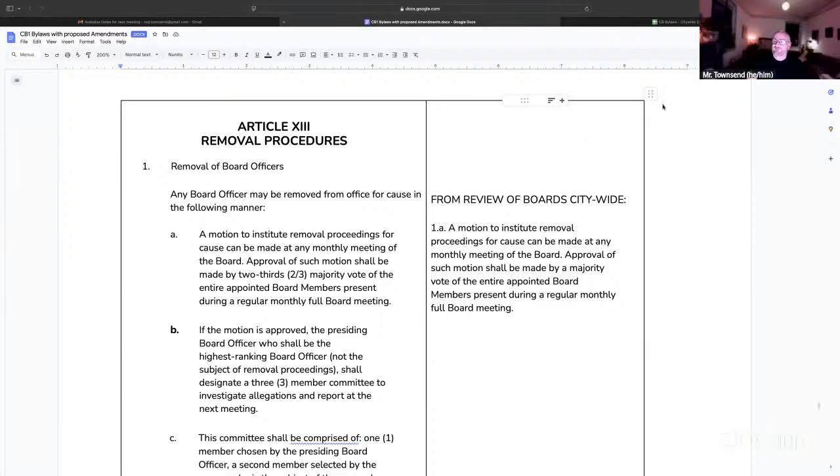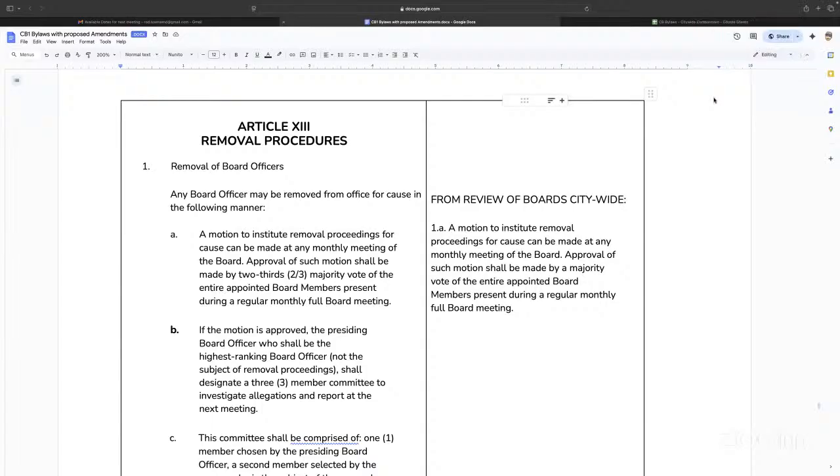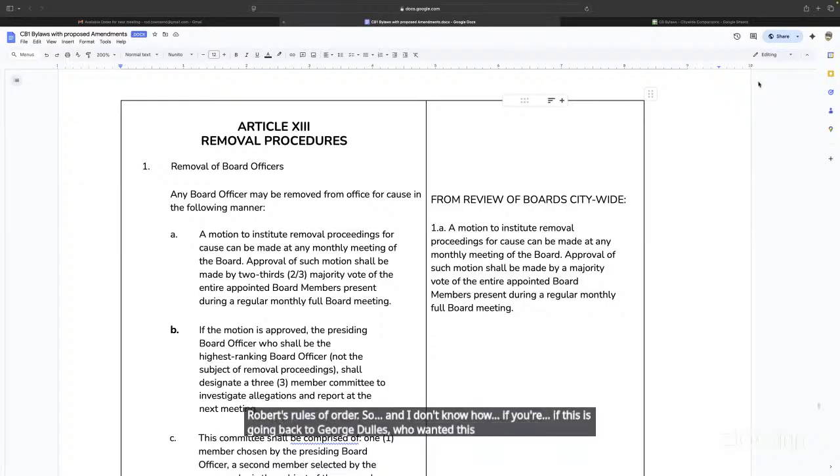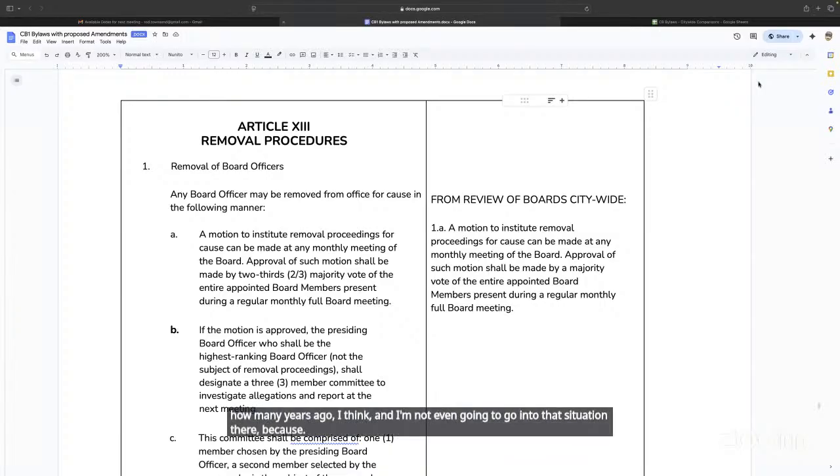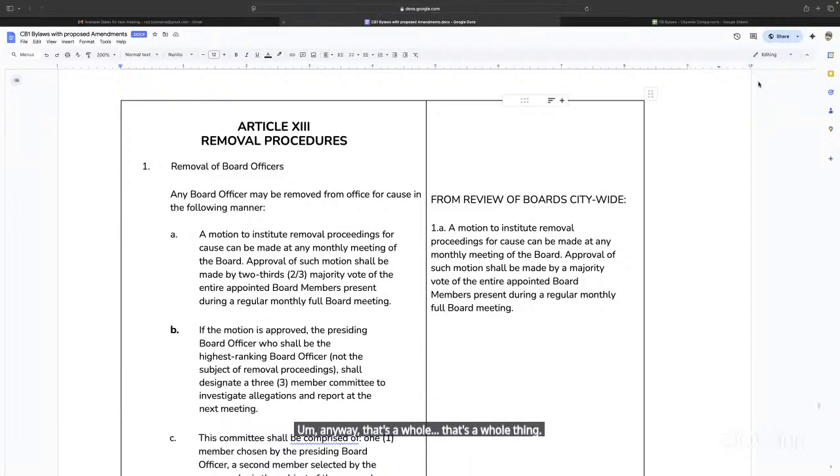Okay, thank you. Abby's hand is up. Yeah, I just want to highlight that on our own website, under the Guide to Parliamentary Procedure, under Resources, it explicitly states that we're supposed to follow the quorum plus majority for any decision making. It's explicit right there that it supersedes Robert's Rules of Order. I don't know if this goes back to George Dulles, who wanted this, however many years ago, and I'm not even going to go into that situation, that's a whole thing. But basically I support this for removal of the chair, board members, as well as district manager, all 3. This is what it should be. Okay, Shahanaz?